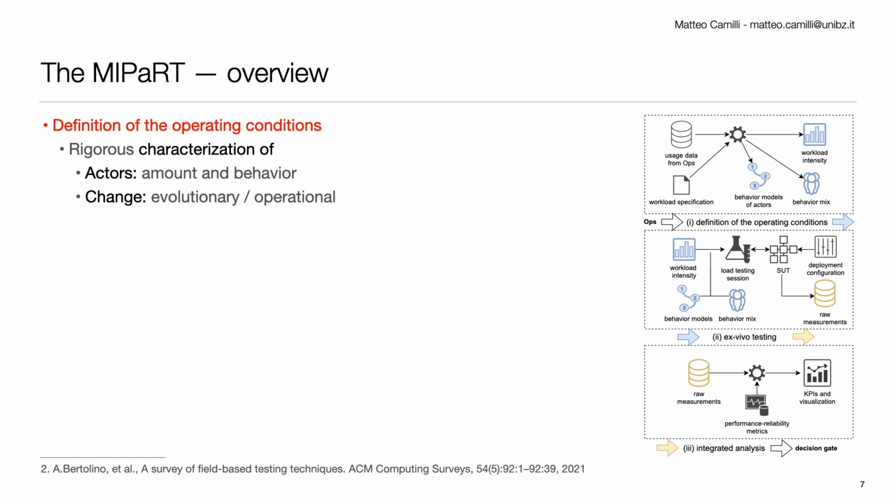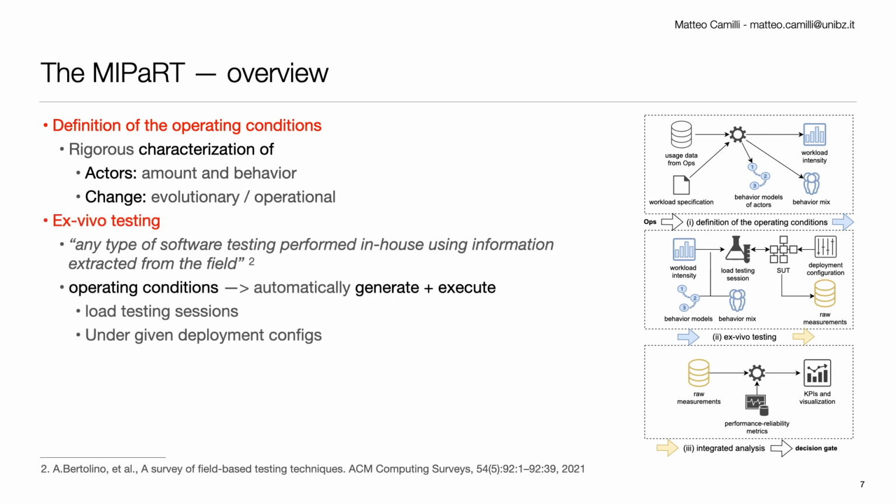So here we extract information from operations and use them to characterize the actors interacting with the target system in terms of amount and also in terms of their behavior. And we also characterize the changes, either evolutionary or operational. Then the second stage is the ex-vivo testing. Ex-vivo stands for any type of software testing performed in-house using information extracted from the field.